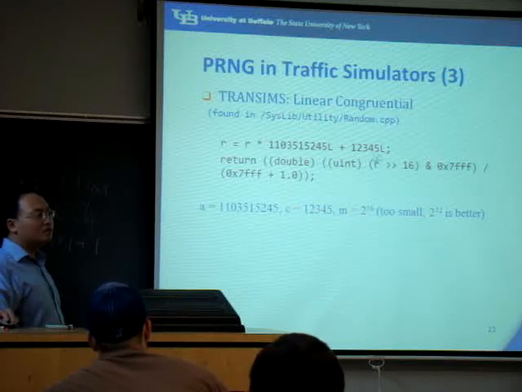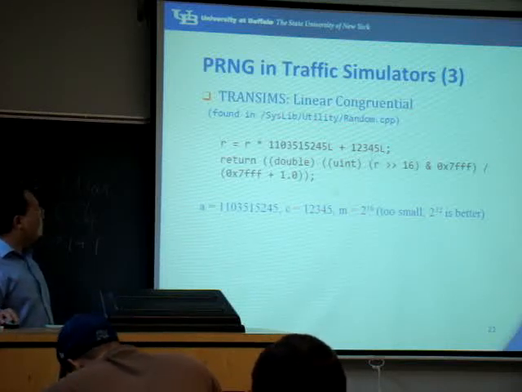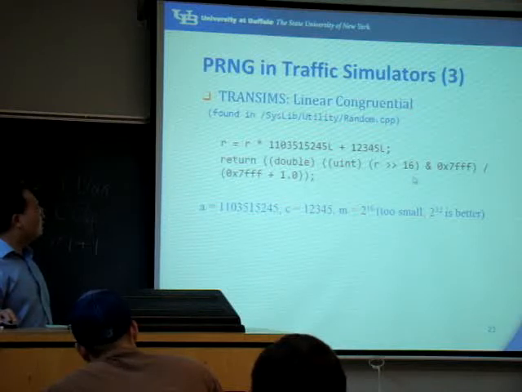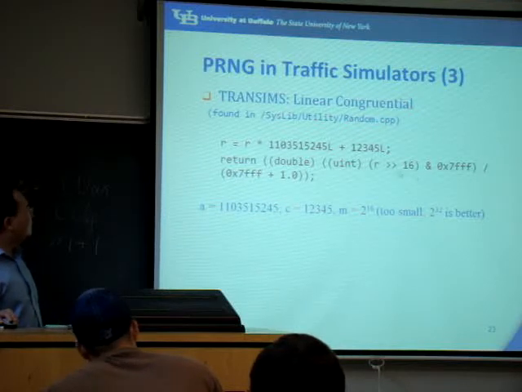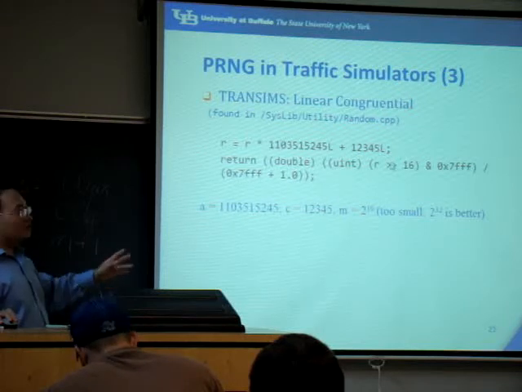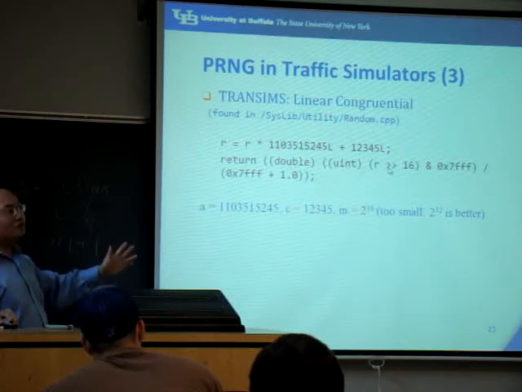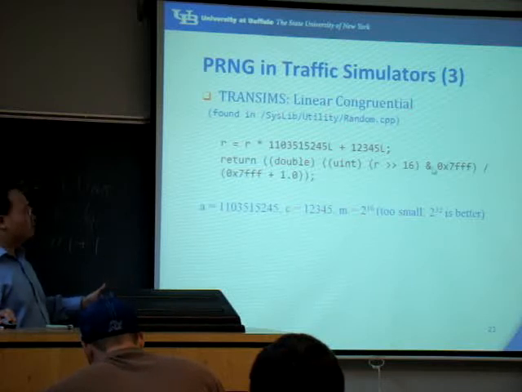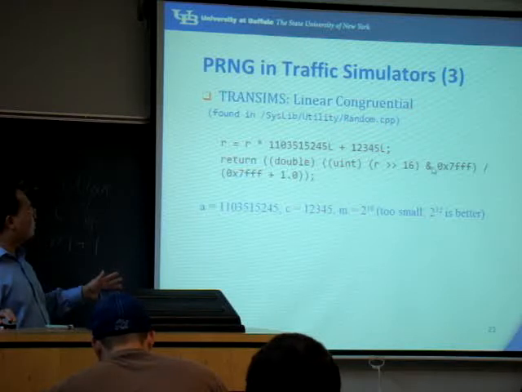Plus C. And what is this? Right, what is this? This operator means bit shift. So it means shift to the right for 16 bits. This is bit N. Let me explain it in the next slide.